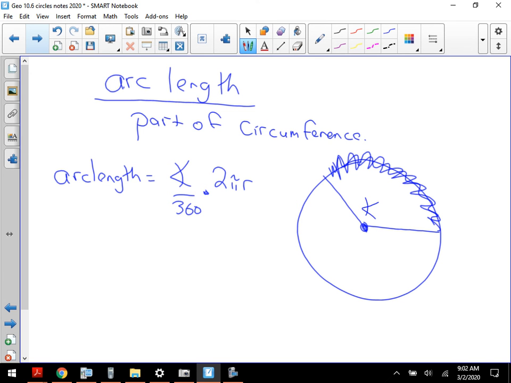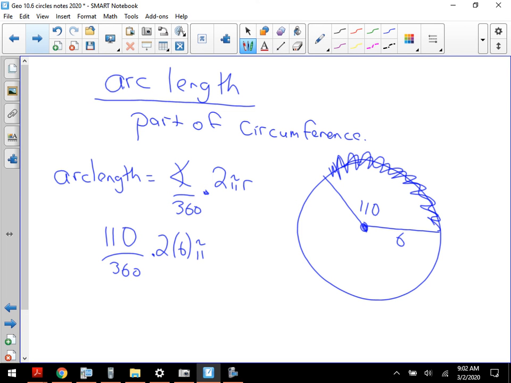Obviously you'd have to know 2 things to make this work. So if I say this is 110 and the radius is 6, all I do is put it in my calculator. So you have your central angle, 110 over 360 times 2 times 6 times pi.